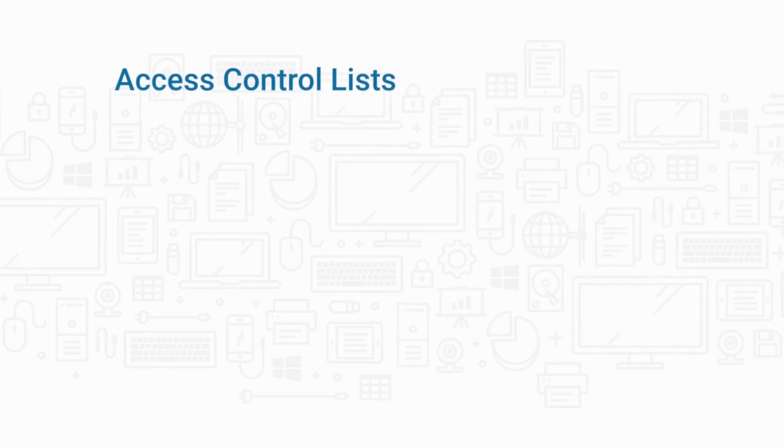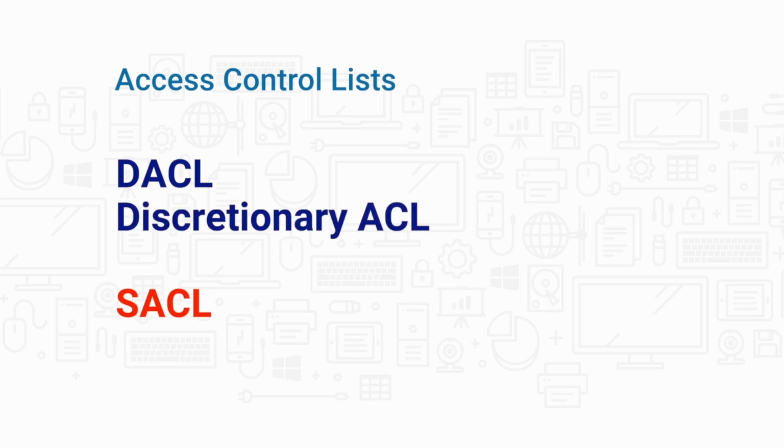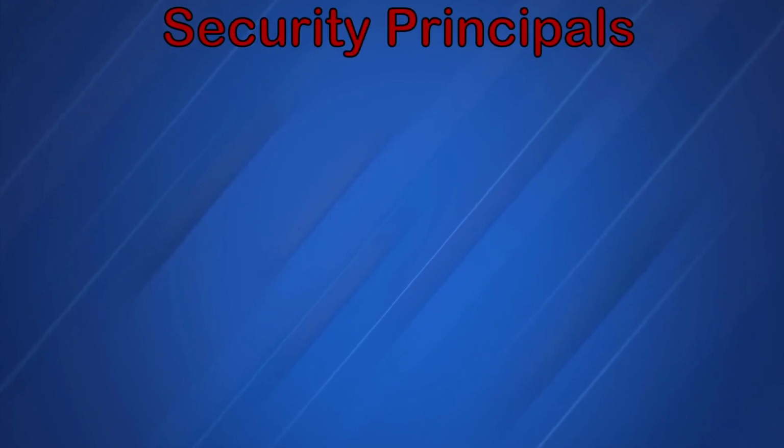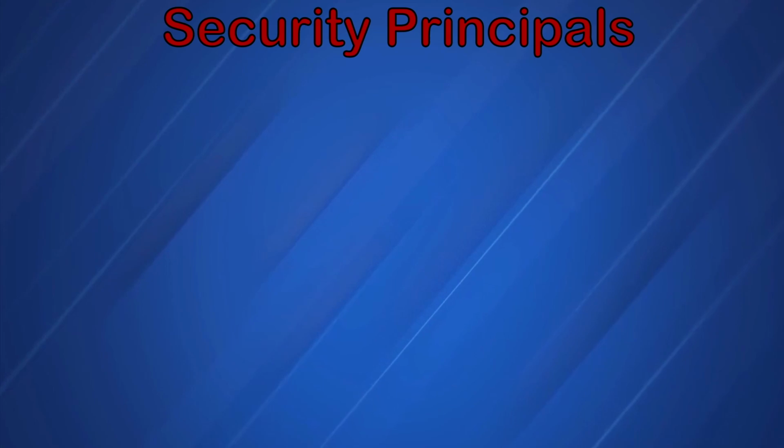A New Technology File System access control list, or NTFS ACL, contains a DACL and an SACL. These are two distinct ACL types. The D in DACL stands for discretionary, and the S in SACL stands for system. So discretionary ACLs specify permissions, and system ACLs are used to keep track of who's accessing a resource and making changes to it. Another Microsoft term is security principals.